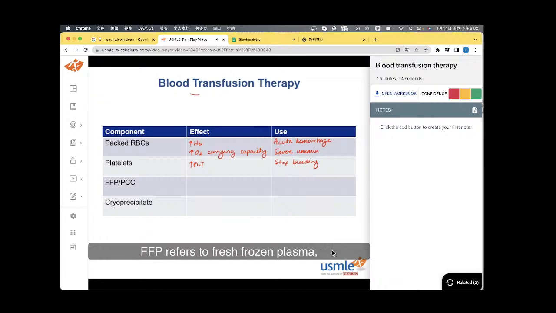FFP refers to fresh frozen plasma, and PCC refers to prothrombin complex concentrate. So these ultimately have the same goal, but they're made up differently. Fresh frozen plasma is just isolated plasma. It includes everything that your blood contains minus the red blood cells and the white blood cells. So pretty much everything that's in plasma is in fresh frozen plasma.